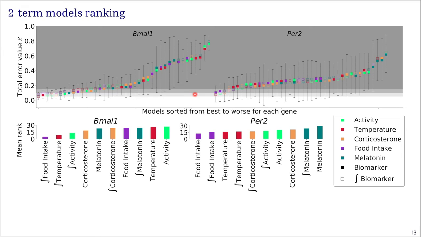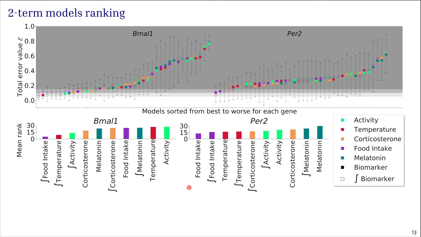The emptiness and the colors of each square tell you what are the components of each two-term model. For instance, it seems that the best two-term model trying to explain the control on PER2 transcription is made of a direct action of food intake and an indirect action of temperature. The bar plots below tell you what are the key regulators among those two-term models, meaning the ones that are used in the best two-term models. And we see that food intake and temperature stand out as key regulators, although not always by a direct action.